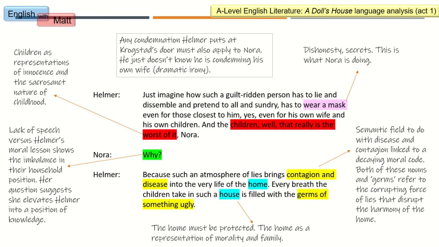Okay, so there'll be some other videos as well for Act 2 and Act 3, but this video was all concerned with Act 1 and the analysis of some passages in Act 1 of A Doll's House.